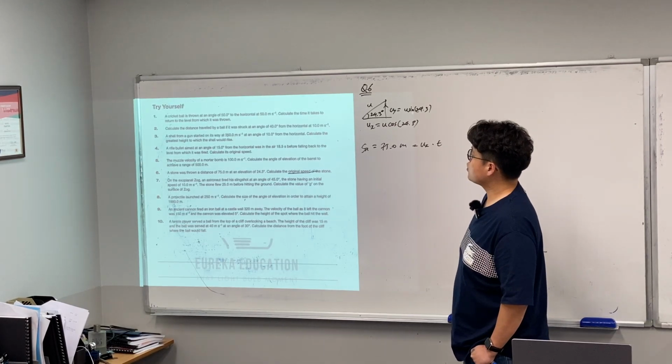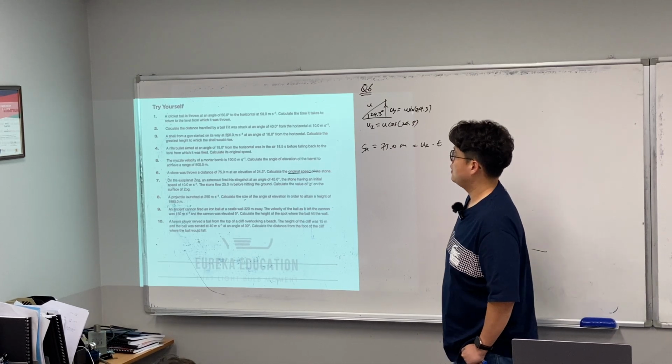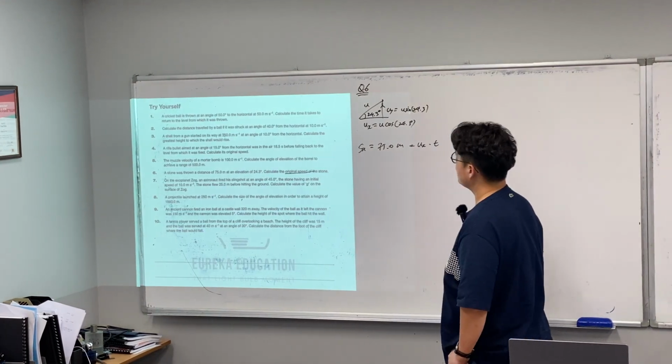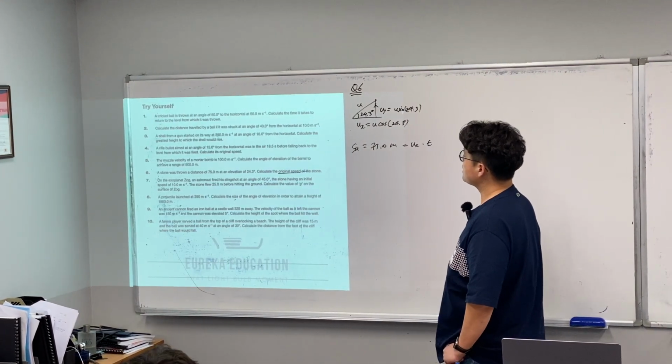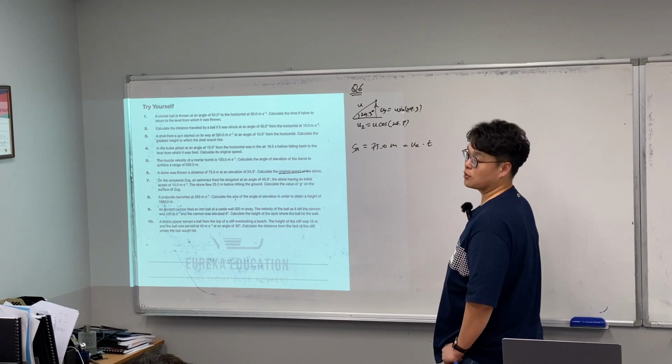Secondly, the stone is thrown a distance of 75 meters. Could you find the max height by halving the distance? You can. The max height, halving the distance, yeah, you can. It's the same result anyway, times 2.